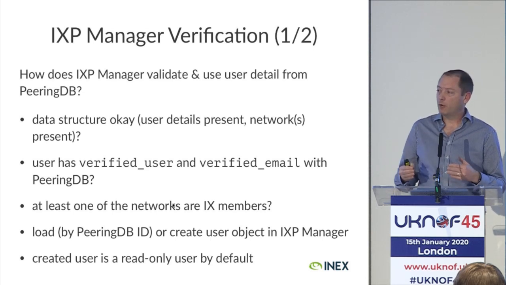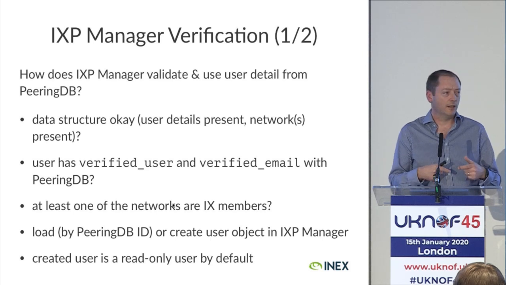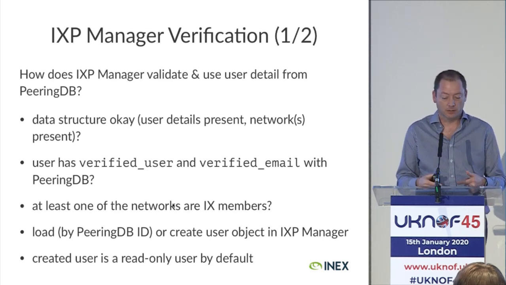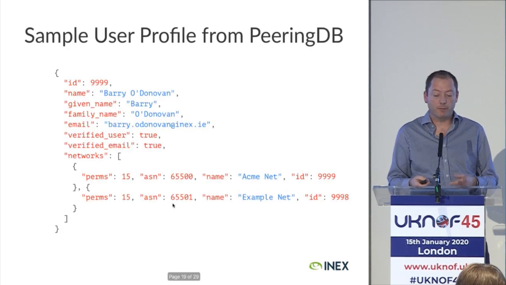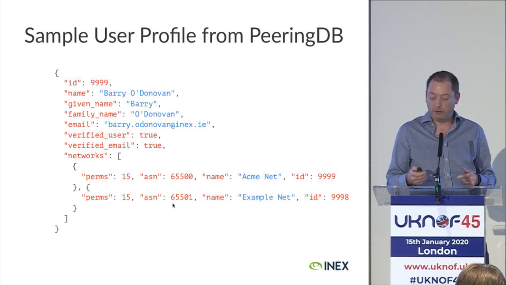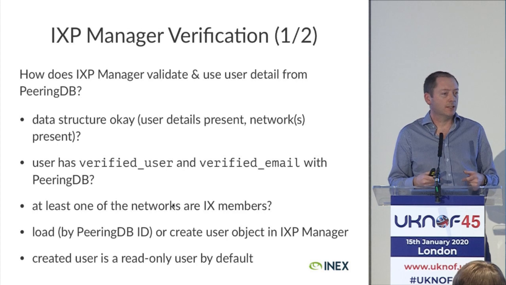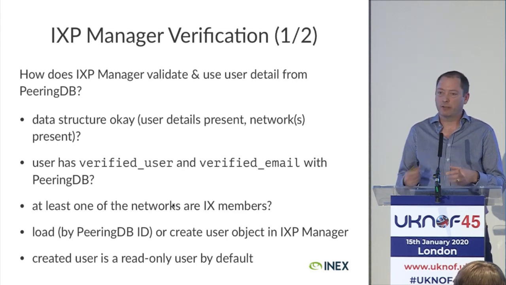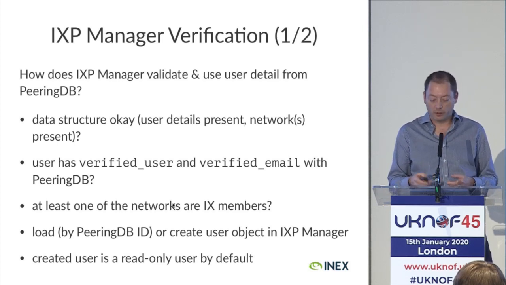Of the list of networks that the user is affiliated with in PeeringDB, we also have to check that at least one of those networks is a member of our exchange. Otherwise, there's nothing for them to see here. And then if you spotted there, PeeringDB gives this ID, which is just put in here as quad 9. When we create users through this OAuth mechanism, we include the PeeringDB ID in their database object. So we see if the user has already done this before, in which case we load up that user. If they haven't, we're going to create a new user with the details that we've gotten from PeeringDB.